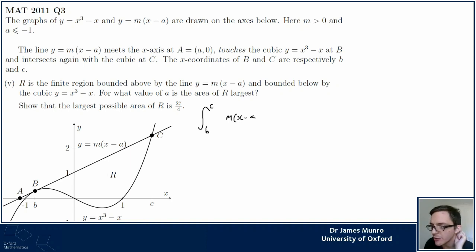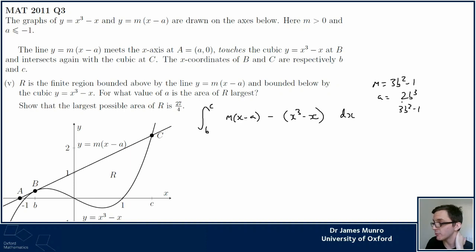So here I want to do this. And I know, by the way, that m is 3b squared minus 1, a is 2b cubed over 3b squared minus 1, c is equal to minus 2b. So I sort of know everything in terms of b. This looks like it's got lots of different constants in it, but they're all in terms of b.